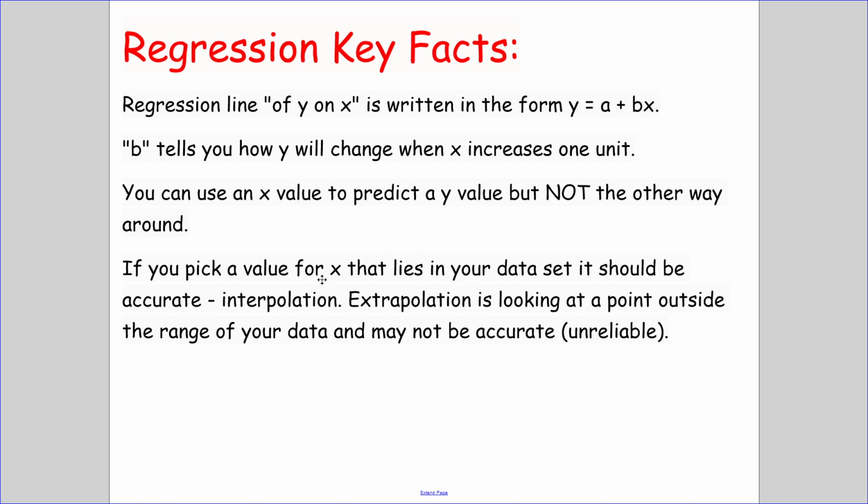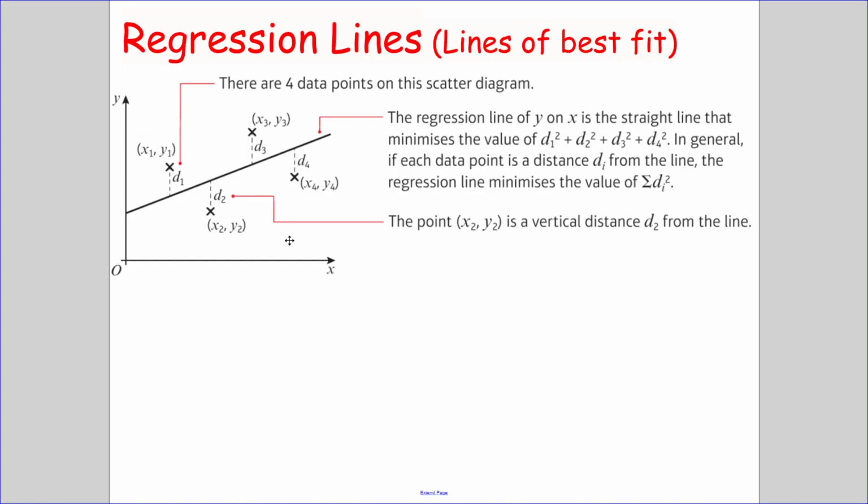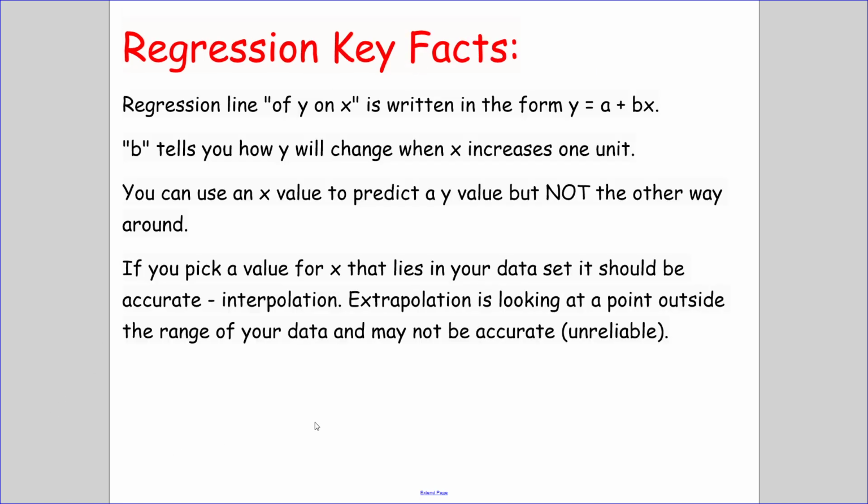If you pick a value for x that lies inside our data set, it should be accurate. This uses the idea of interpolation. So if you pick something between x1 and x4, it should be in the area in the middle, and it should give us quite an accurate answer. Picking something outside of our data set we call extrapolation, which is unreliable because we have no idea if the trend in the data continues after that. Most of the questions we're about to answer come down to one of these 4 facts, so I'd make sure these are in your notes before you carry on.